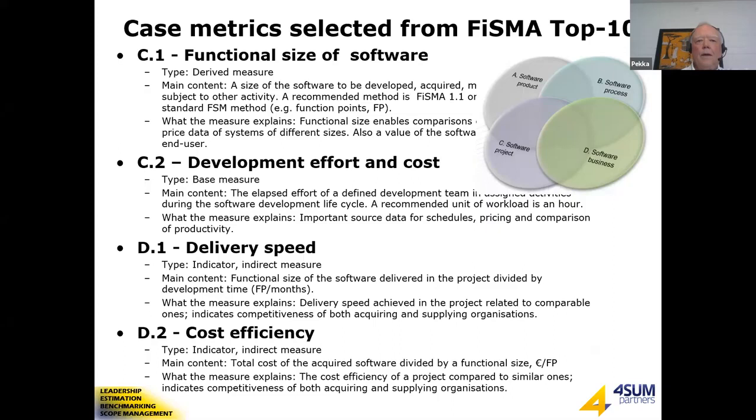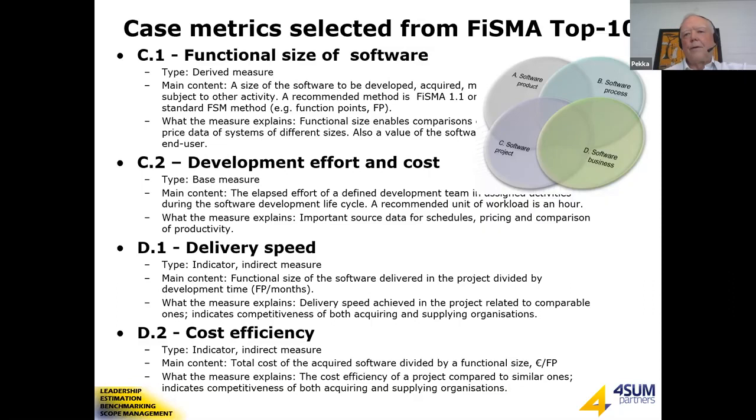Then here is one page about the case metrics that we chose from the FiSMA top 10. We used functional size measurement, so it's the size of the software delivered. Then we use development effort and cost. Those are things that we are collecting. Delivery speed is one of the indicators giving us an indication to compare with benchmarks. And then cost efficiency is the fourth that comes.